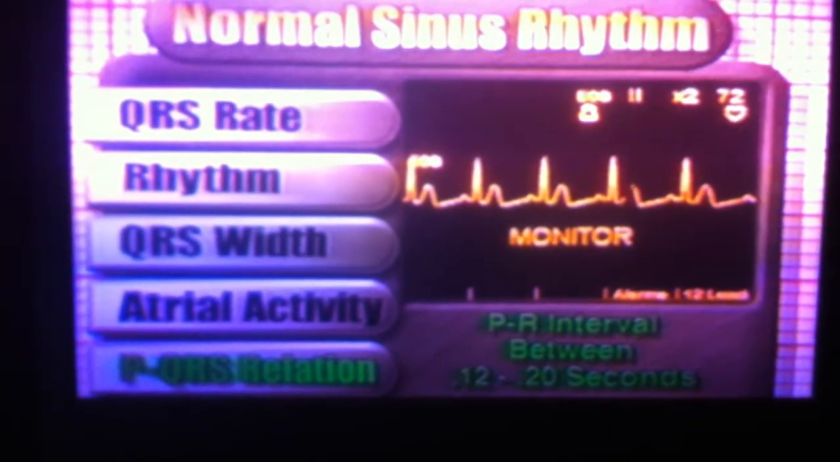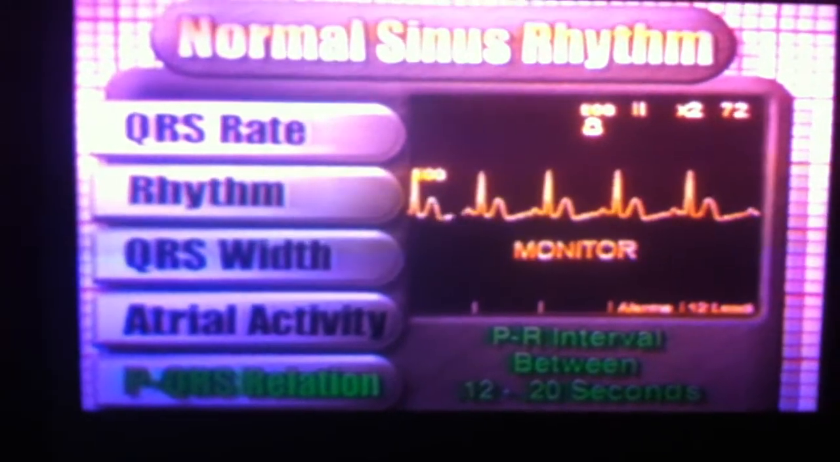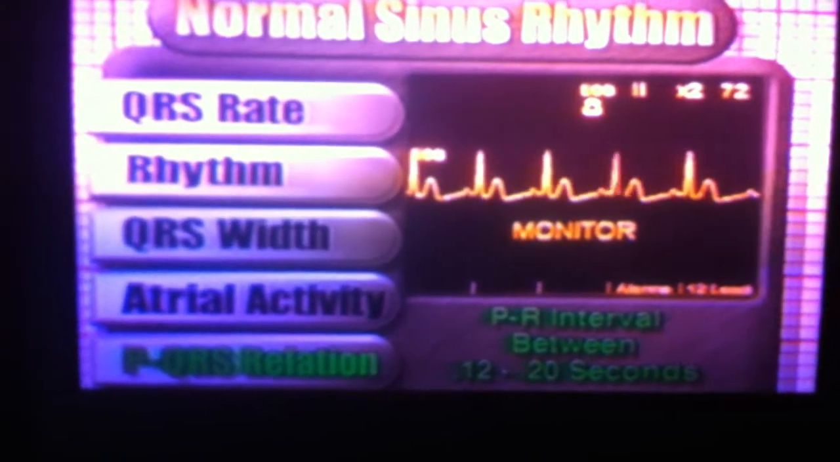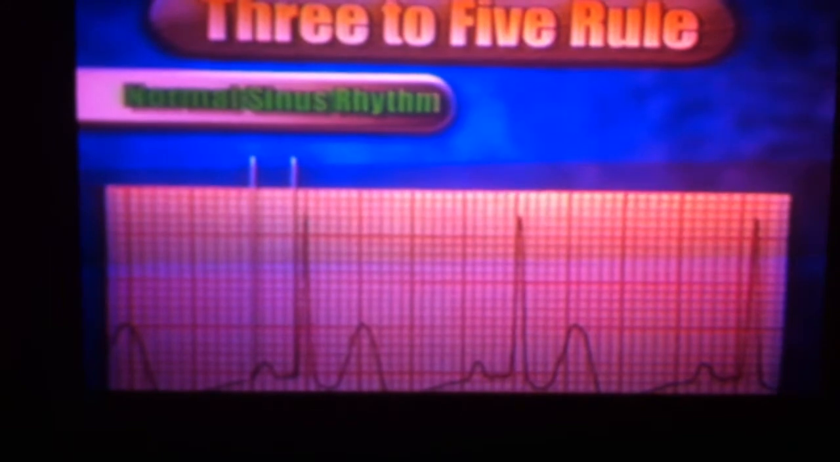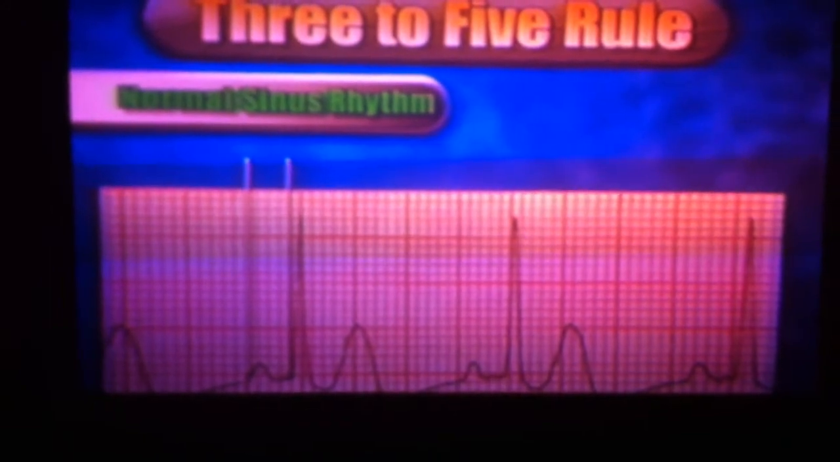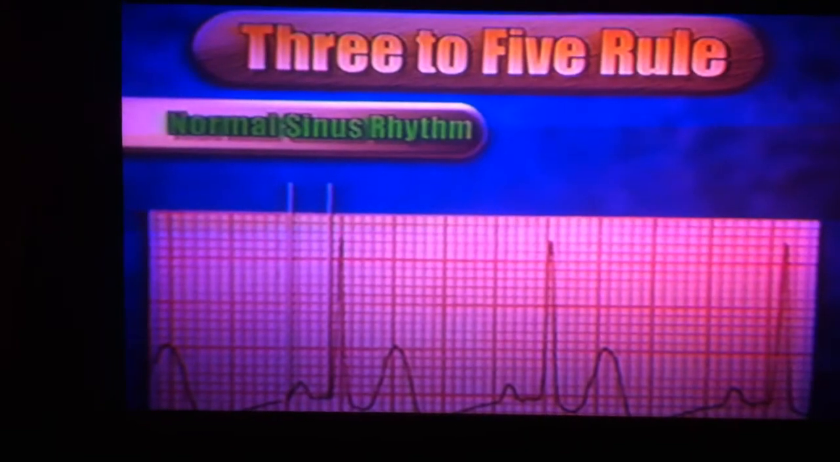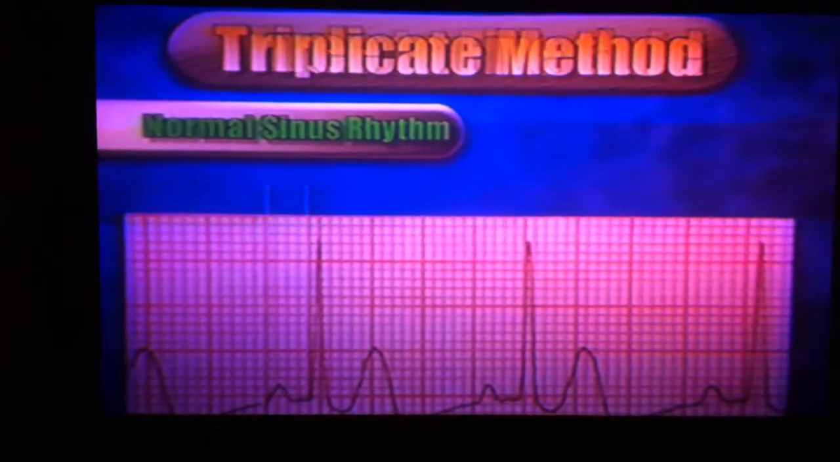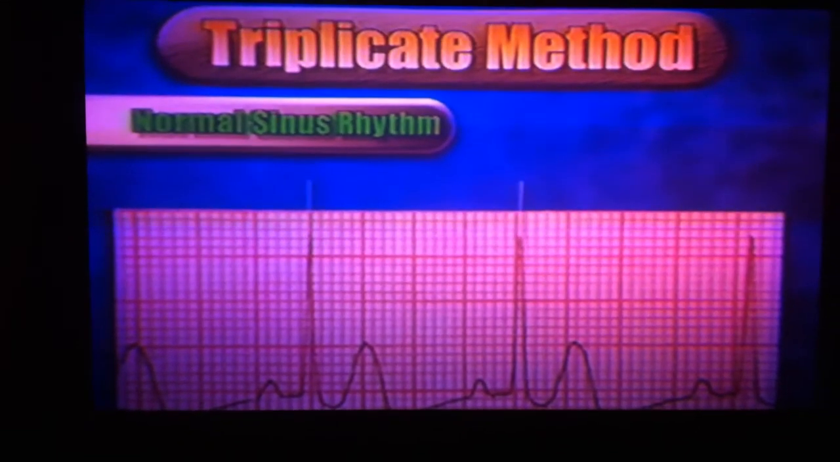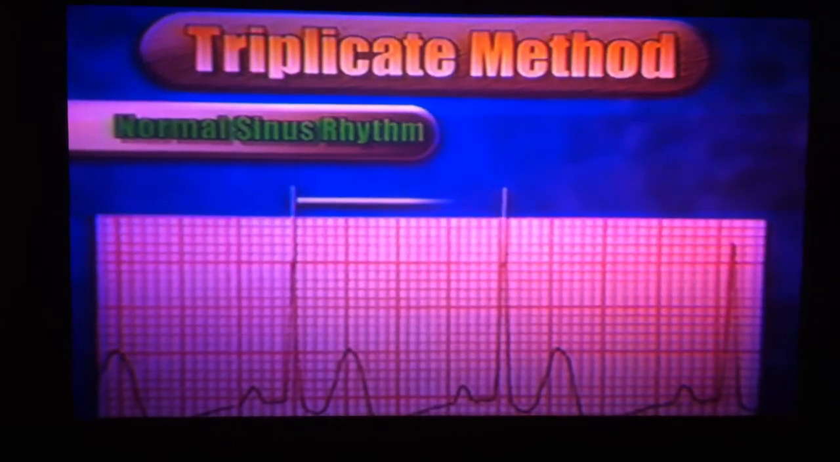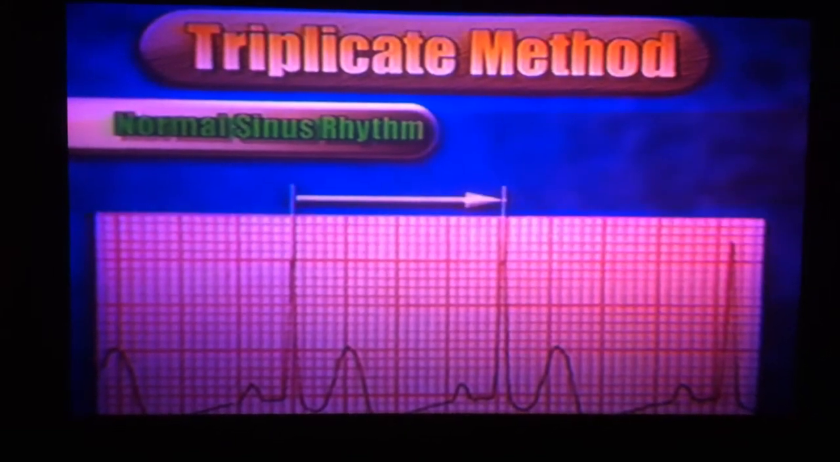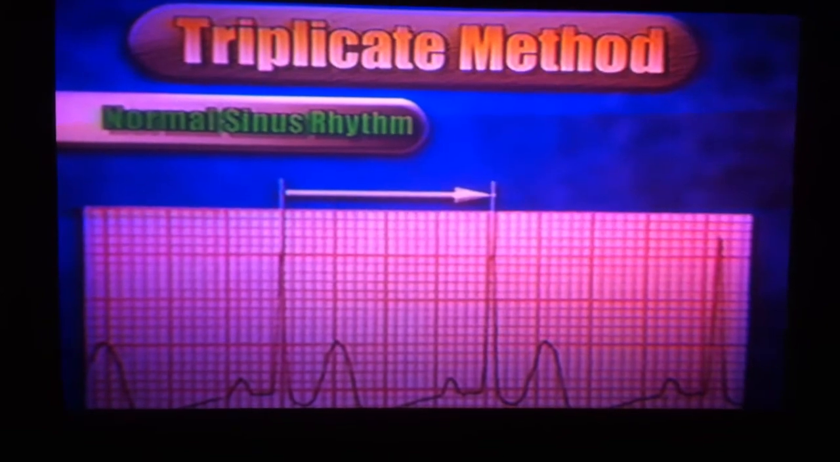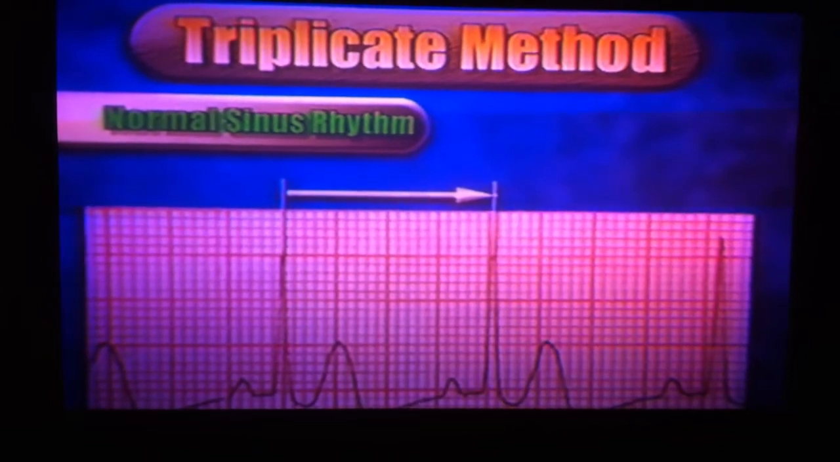An easy way to quickly identify a normal sinus rhythm is to apply the 3 to 5 rule. This rule states that if the PR interval is between 3 to 5 small boxes long, then it measures between 0.12 and 0.2 seconds and is considered normal. The triplicate method states that if there are 3 to 5 big boxes between the R to R intervals, then the ventricular rate is calculated at 60 to 100 beats per minute.